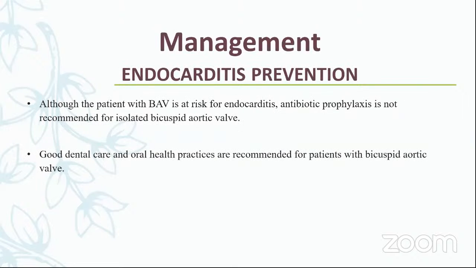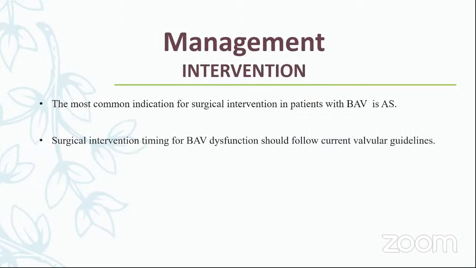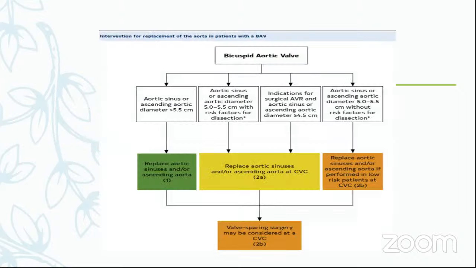Endocarditis prevention. Although the patient with bicuspid aortic valve is at risk for endocarditis, antibiotic prophylaxis is not recommended for isolated bicuspid aortic valve. So good dental care and oral health practices are recommended in these patients. The intervention. The most common indication for surgical intervention in patients with bicuspid aortic valve is aortic stenosis. Surgical intervention timing of bicuspid aortic valve dysfunction should follow the current valvular guidelines.